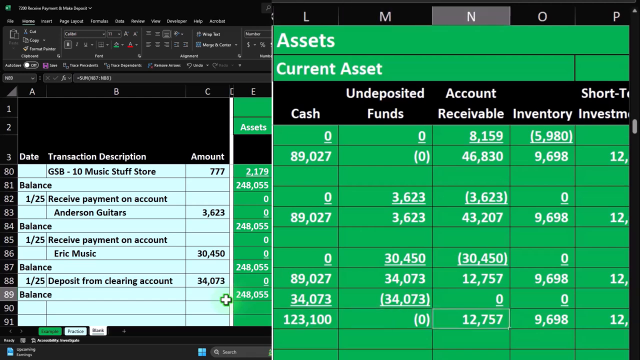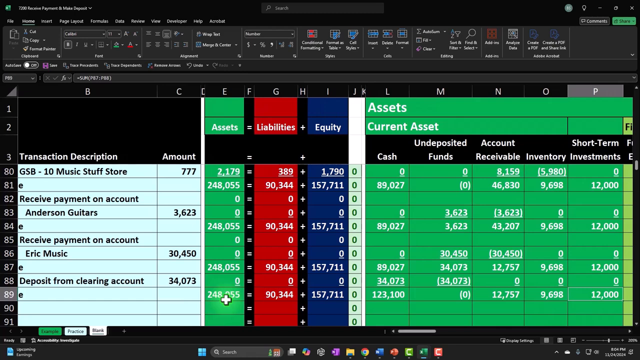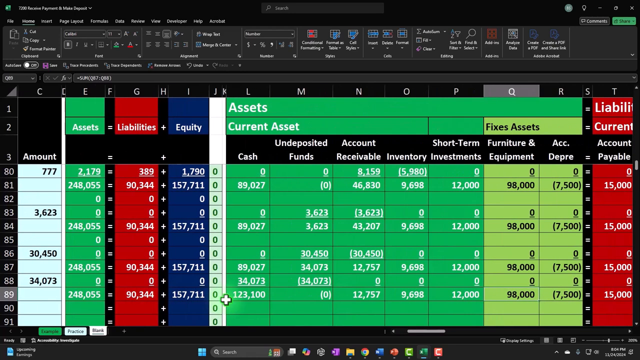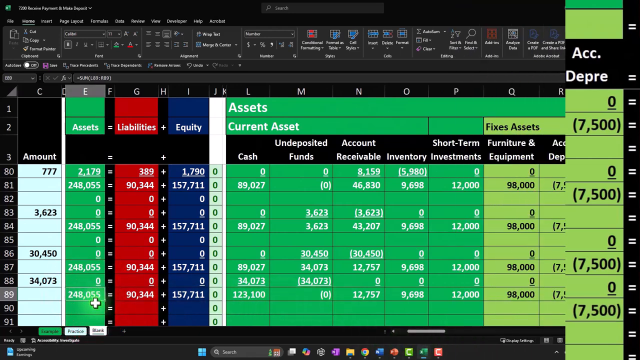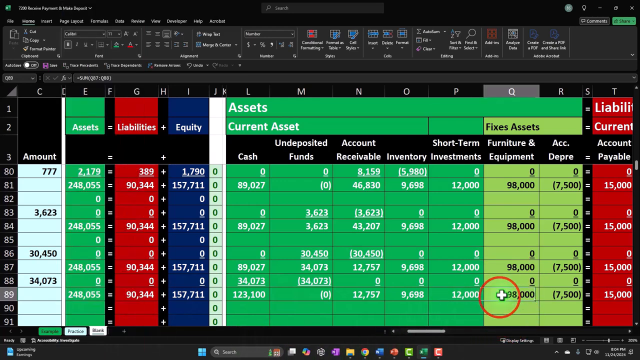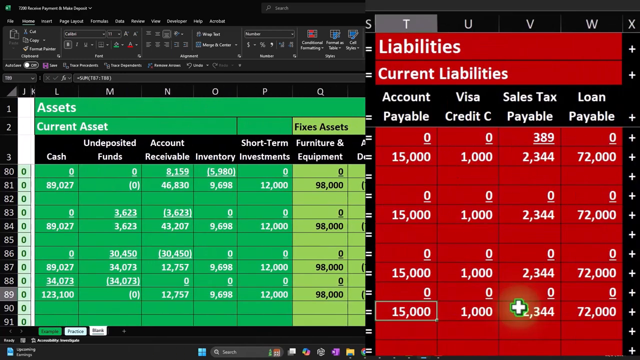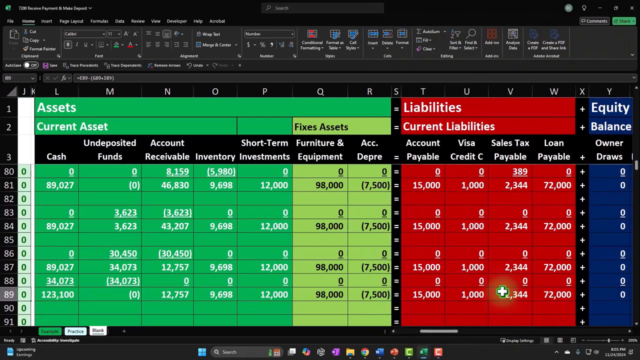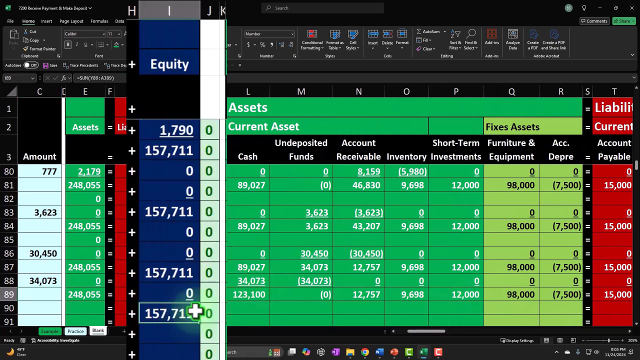So in order to get that money, if we were to liquidate the company, we would have to collect on the receivables, sell the inventory for at least the cost, get our short-term investments out of stocks and bonds, sell our furniture and equipment for at least the book value, which would give us that $248,055 in cash. But before we distribute it to us, the owner, we'd have to pay off the liabilities: $15,000 to the accounts payable, Visa card, $1,000 sales tax payable to the government, $2,344 loan payable to the bank, $72,000. Then we'd have money left of the 157,711 that we can pay ourselves. That hopefully gives a little bit of an idea of what this equity kind of means.